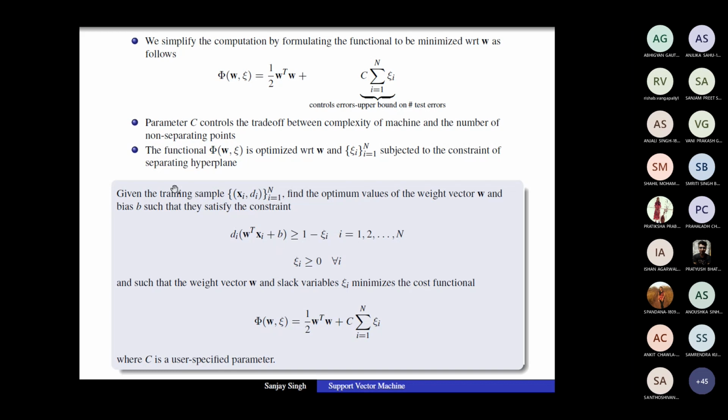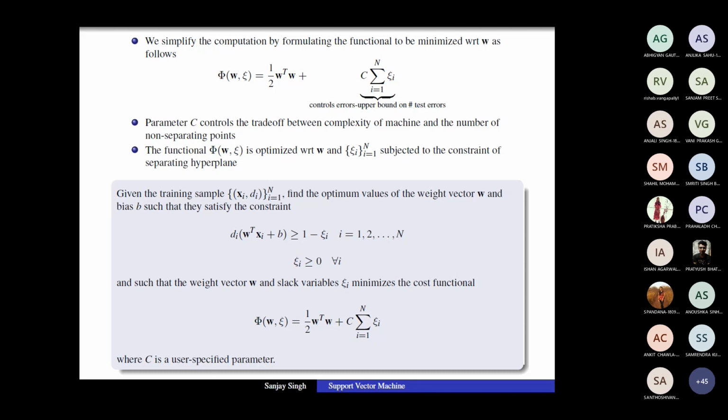So we say that now the primal problem is something like this. Given the training samples, find the optimal values of weight vector W and bias B such that they satisfy this constraint. Remember that these are the constraints for the primal definition of the primal problem. So something like this, and we saw that Z could be greater than or equal to 0 for all i, and such that the weight vector and the slack variable Z minimize this cost function. So this we have to minimize. Remember, this cost function is in terms of the number of errors, where C is a user specified parameter.